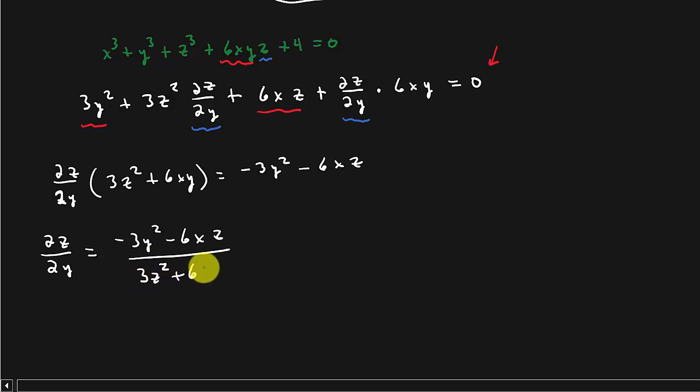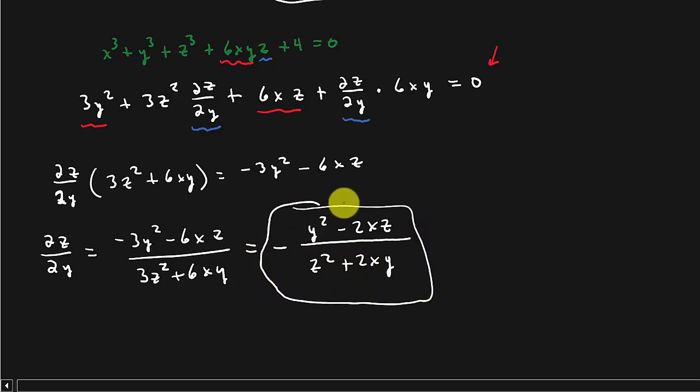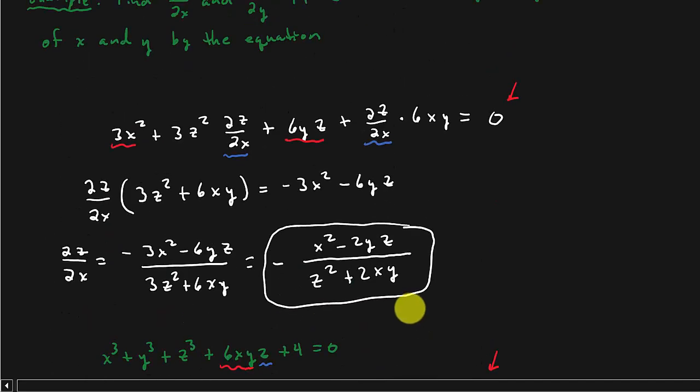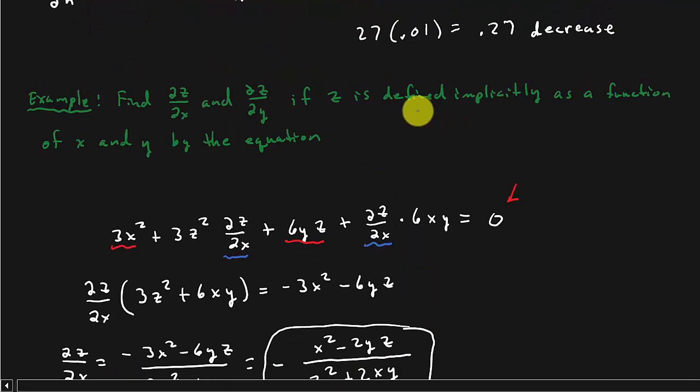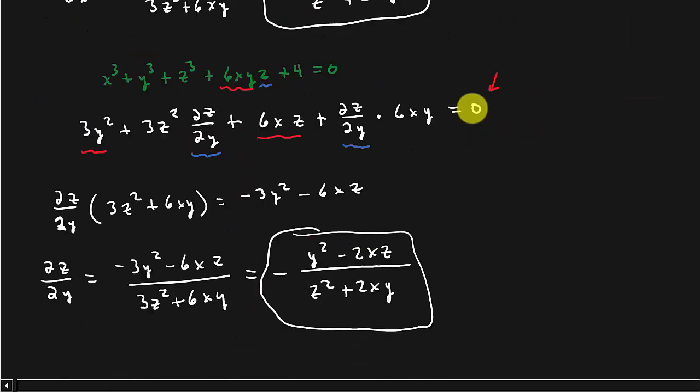3z squared plus 6xy. And then I'm going to factor out a negative again out of the top, and then 3 divides into each of those. So that's y squared plus 2xz over z squared plus 2xy. And there's your answer. All right, so that's a little implicit differentiation, where z is defined implicitly as a function of x and y.